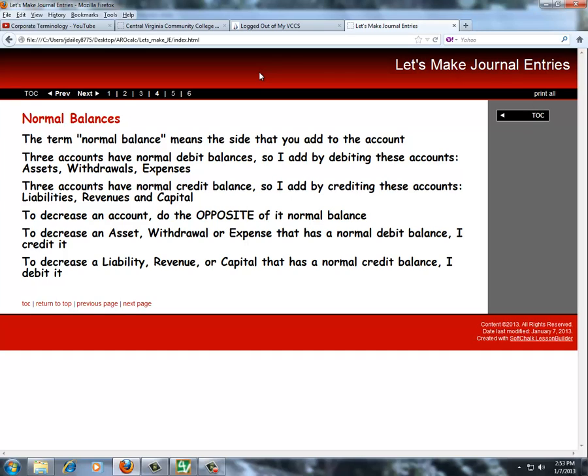Whereas if I want to decrease these accounts, I have to do the opposite of the normal balance. So if I do the same thing, I increase. If I do the opposite, I decrease. So if I want to decrease one of the accounts with a normal debit balance, like an asset, withdrawal, or an expense, I have to credit it. Credit is the opposite of the normal debit balance. To decrease a liability, revenue, or capital account that has a normal credit balance, once again I have to do the opposite. So if I want to decrease these accounts, I debit those.